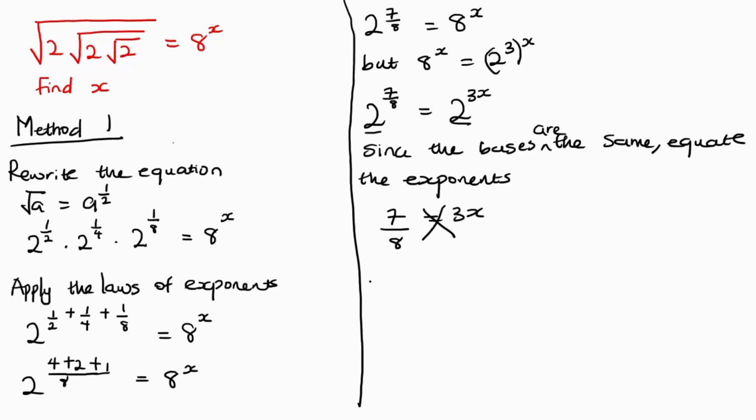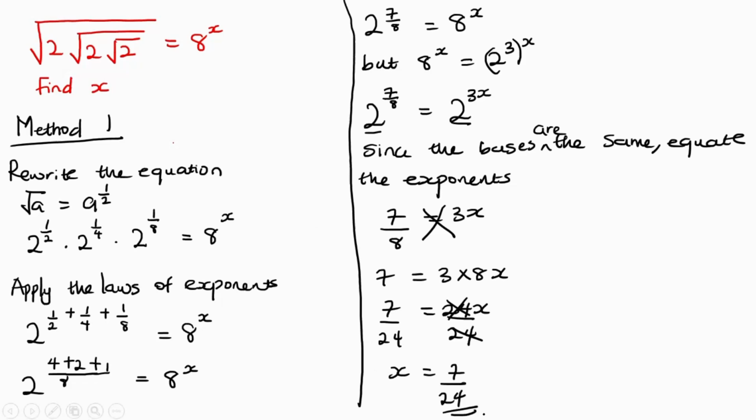So let's simply multiply this. We know that 7 is equal to 3 times 8x, and 7 is equal to 8 times 3 is 24x. So dividing both sides by 24, this is going to cancel out this. So we know that x is equal to 7 over 24, and this becomes the answer. So this is the first method in which you can solve this particular math expression.